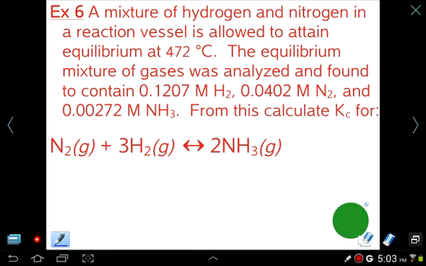This first one says a mixture of hydrogen and nitrogen in a reaction vessel is allowed to attain equilibrium at a certain temperature. The equilibrium mixture was analyzed and found to contain these molarities. And from this we want to calculate Kc for this reaction. So this will be simply setting up Kc and then plugging the values into it. So we'll do this on the next page.